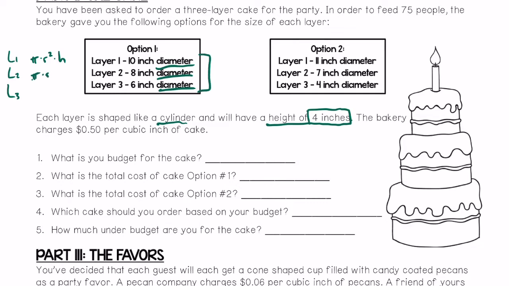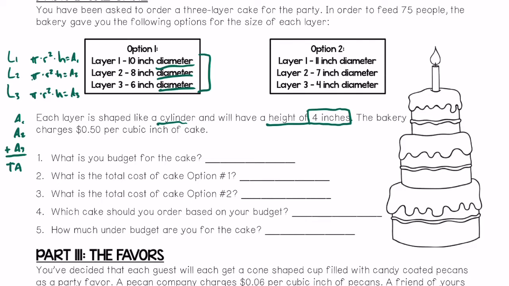Pi times radius squared times height, pi times radius squared times height. And then I'm going to get these answers. I'll write answer 1, answer 2, answer 3, or volume, I should say. Volume 1, volume 2, volume 3. When you get all these answers, you need to add them all up because they're layers of a cake. So they're all going to be in the price, right? So answer 1, answer 2, answer 3, again, these are the volume. You're going to get the total answer.